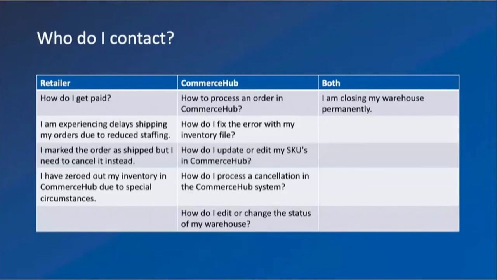I'm experiencing some delays in shipping my orders due to reduced staffing. I marked the order shipped, but I need to cancel it instead. Or I have zeroed out my inventory in CommerceHub due to special circumstances. Maybe there was a storm or something like that that came through, and you're unable to fulfill orders.